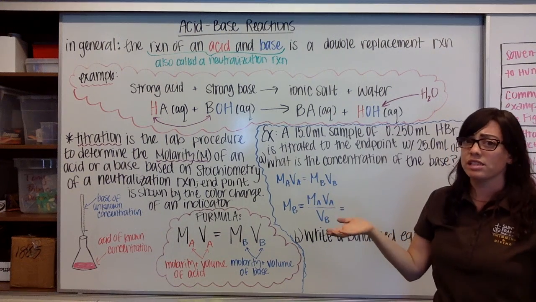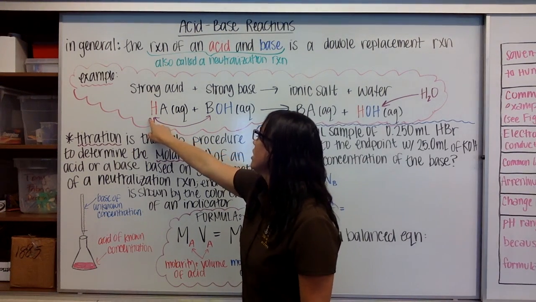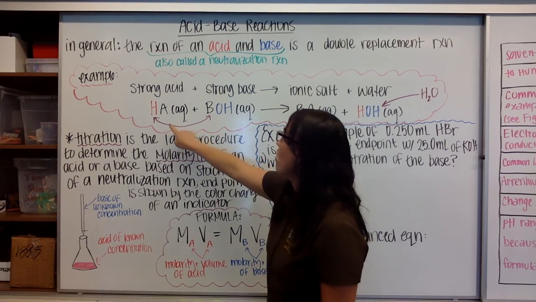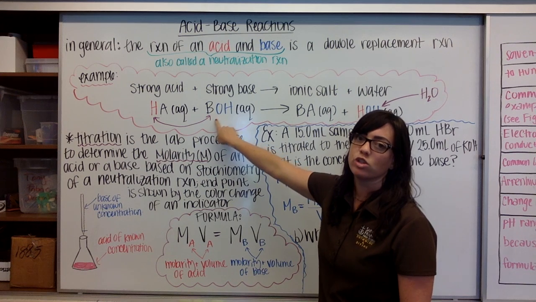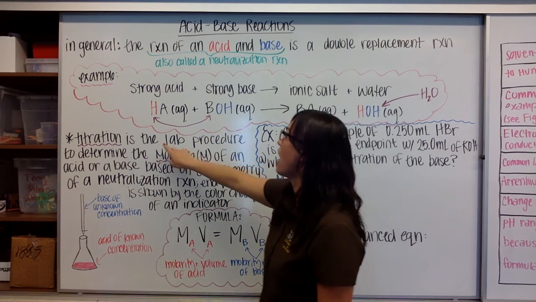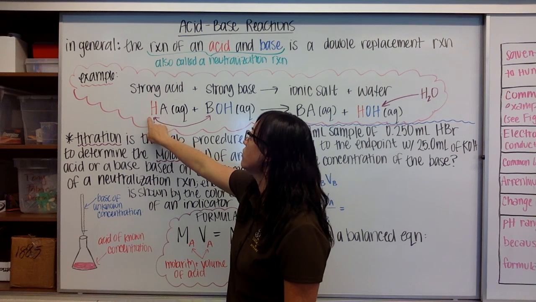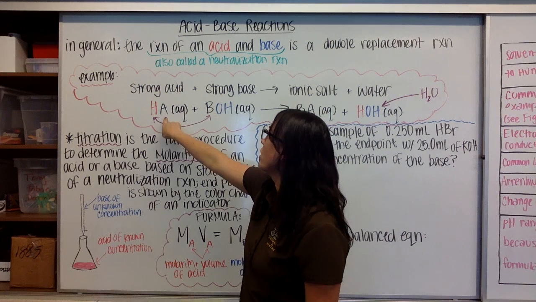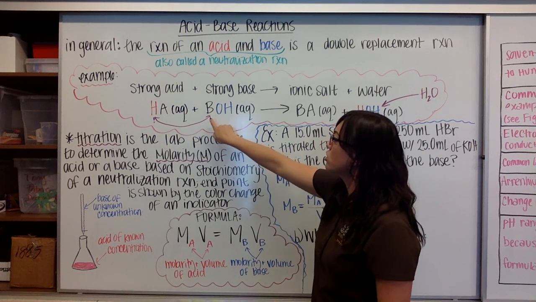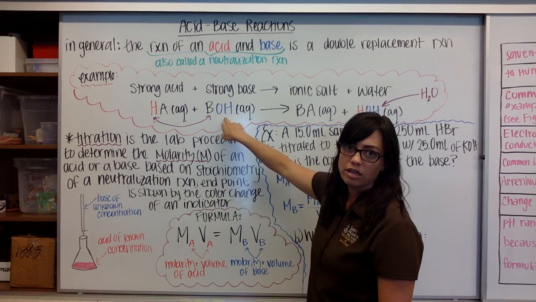The reason this is a double replacement reaction is because our hydrogen and whatever is attached to our base are going to swap places. So you can see we have our acid, with a hydrogen at the front and some anion attached to it, plus our base, which is going to have a cation and a hydroxide ion attached to it.